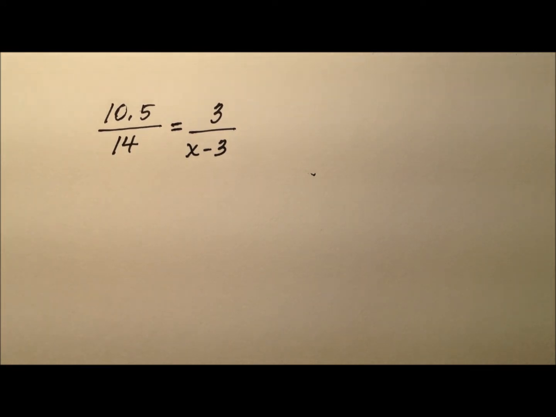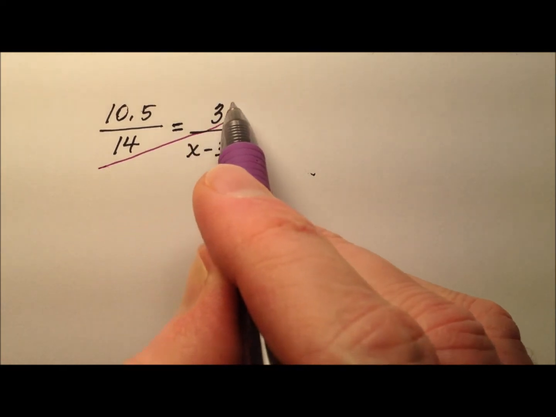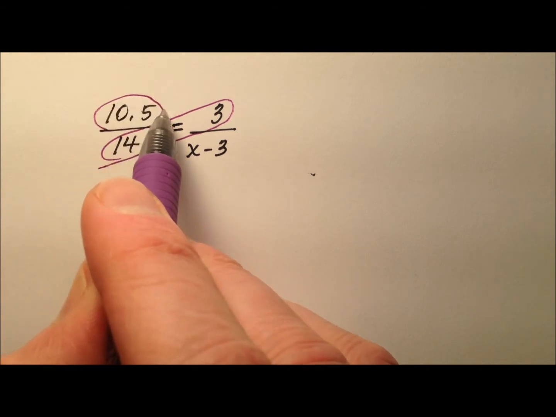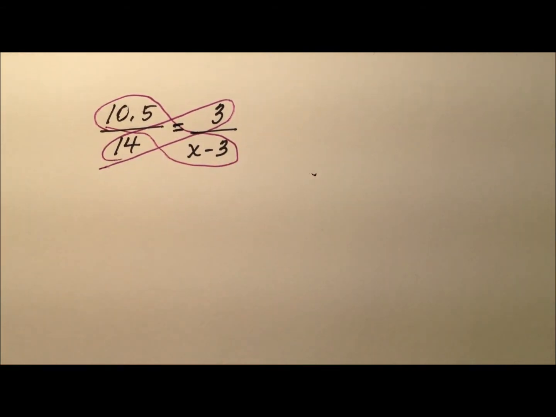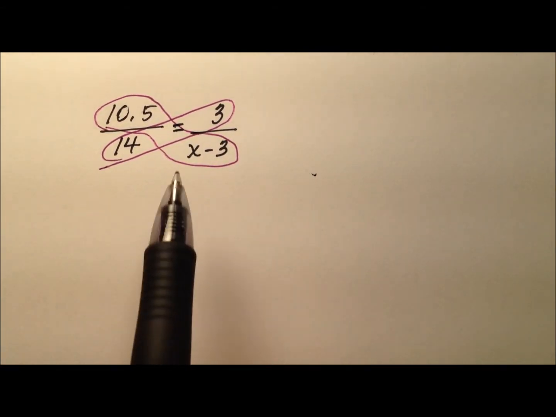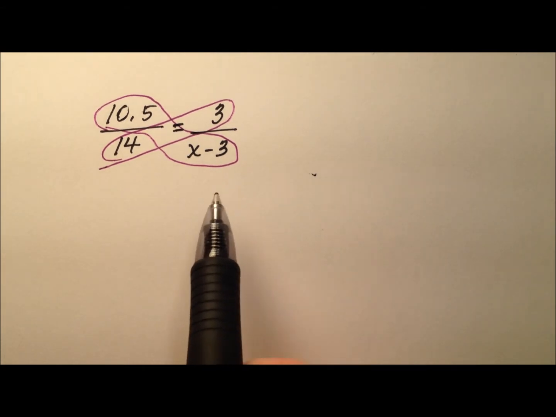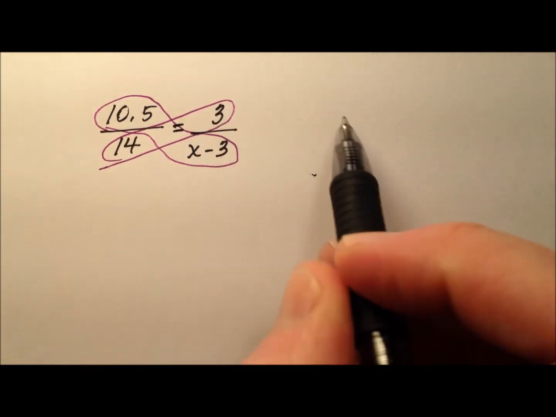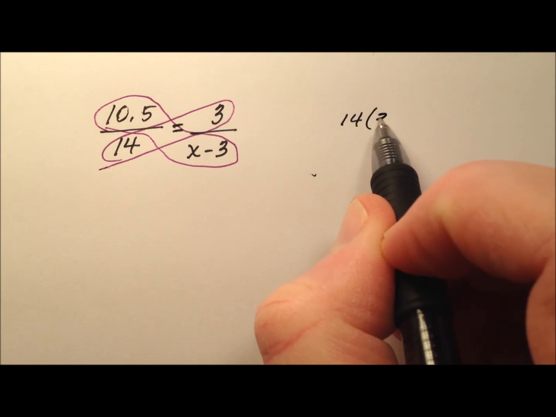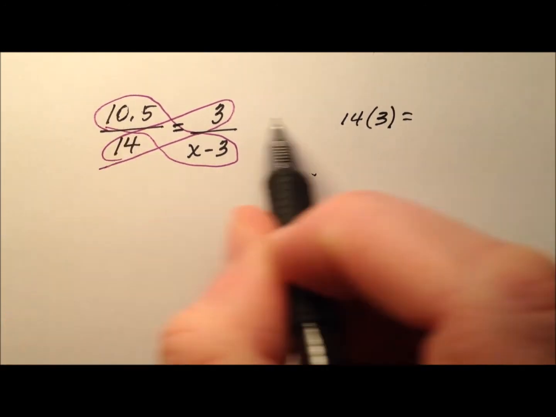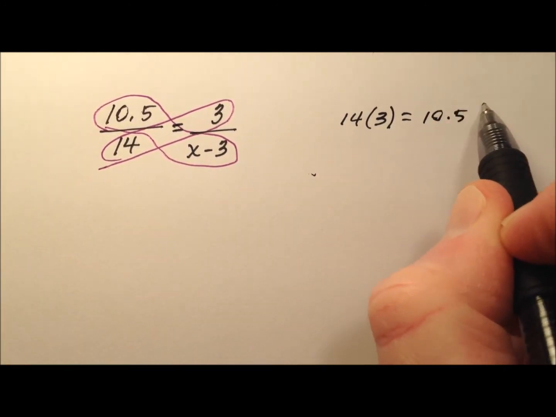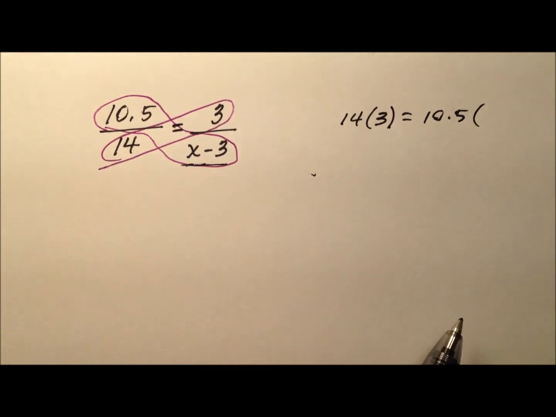Alright, so when we're solving proportions, we have a pretty smooth way of doing this by just doing cross products and then setting those cross products equal to one another. And it doesn't matter which side we put what on. So let's start with 14 times 3. So 14 times 3 equals, and then this 10.5 is being multiplied by the x minus 3.